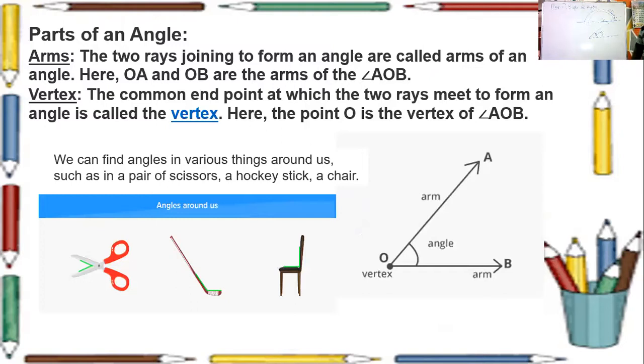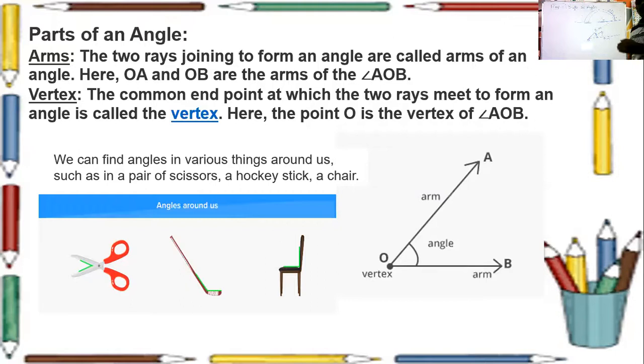Parts of an angle. This is the angle. This line is called an arm. This line is also called an arm. This is called the vertex, and this is the angle. The vertex is always denoted by capital O. An angle is always between two rays, between two lines.